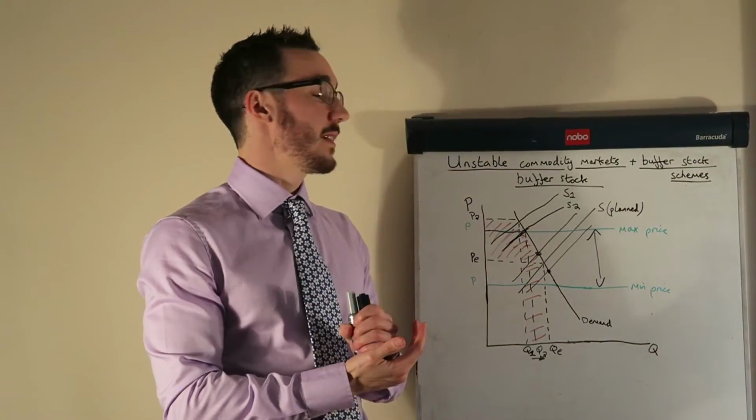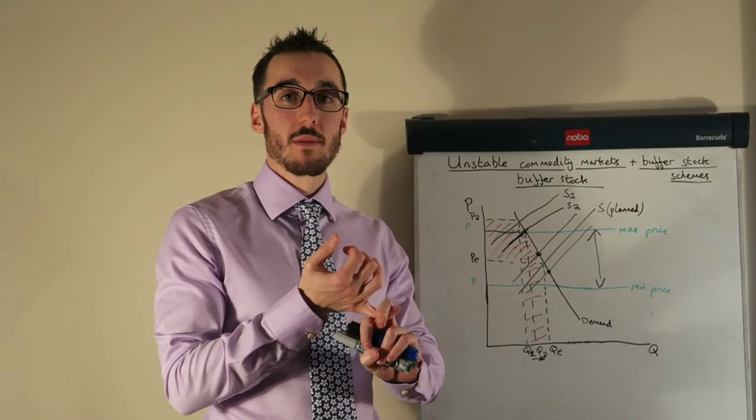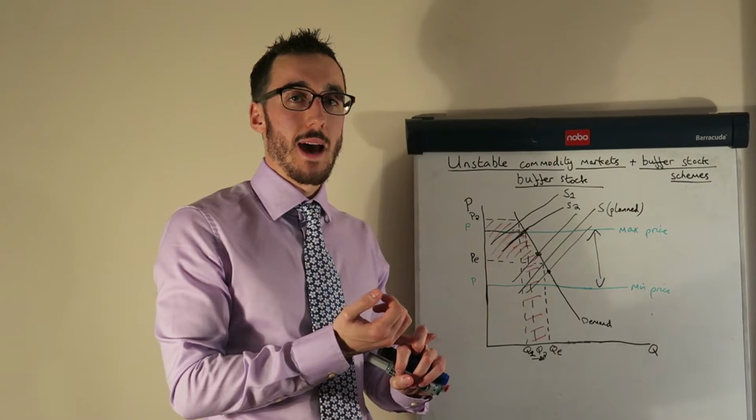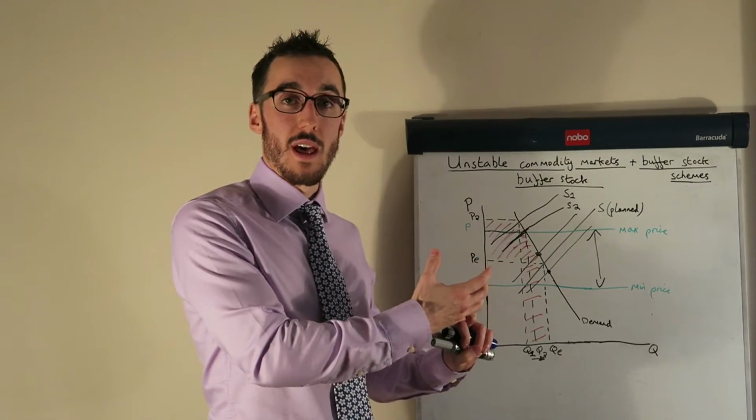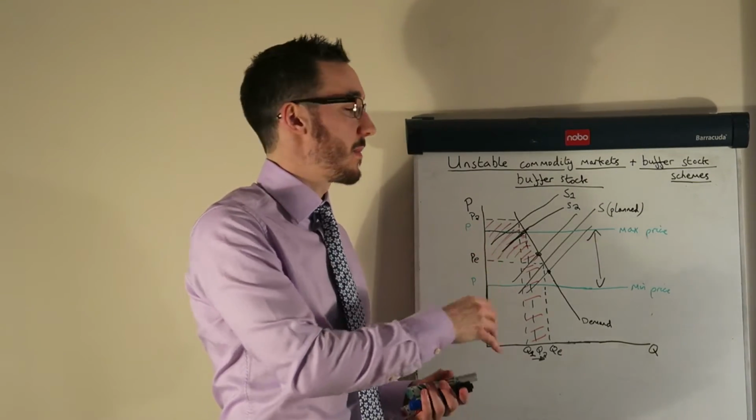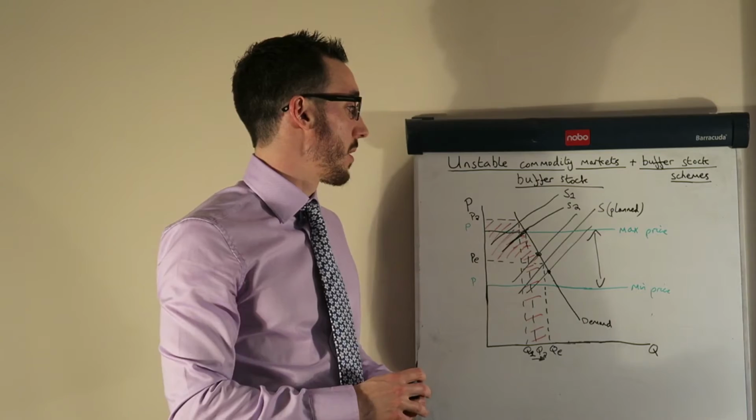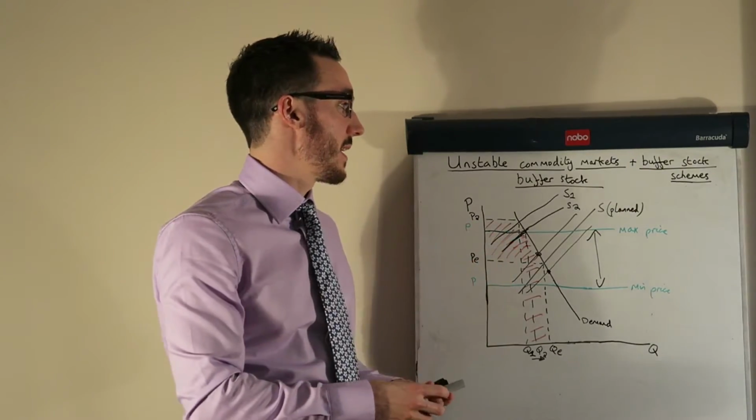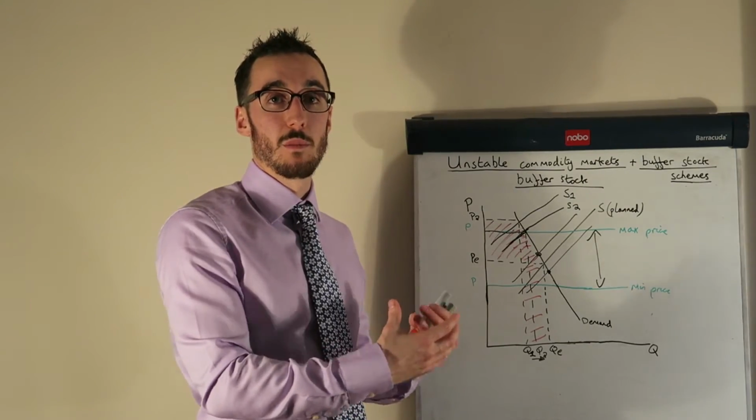So what we have seen is why commodity markets are so important to the economy, and also why the government therefore will want to intervene in these markets to stop market failure happening. And that's the whole point of this unit, is looking at market failures and how governments can intervene.